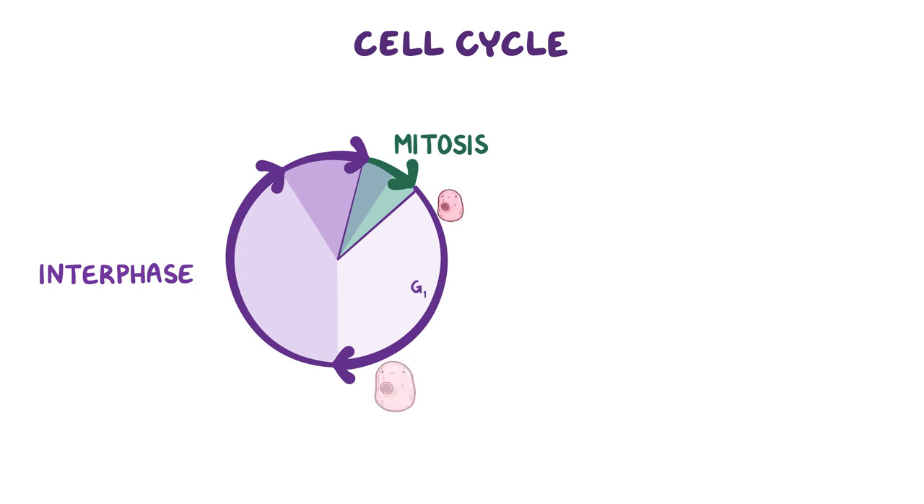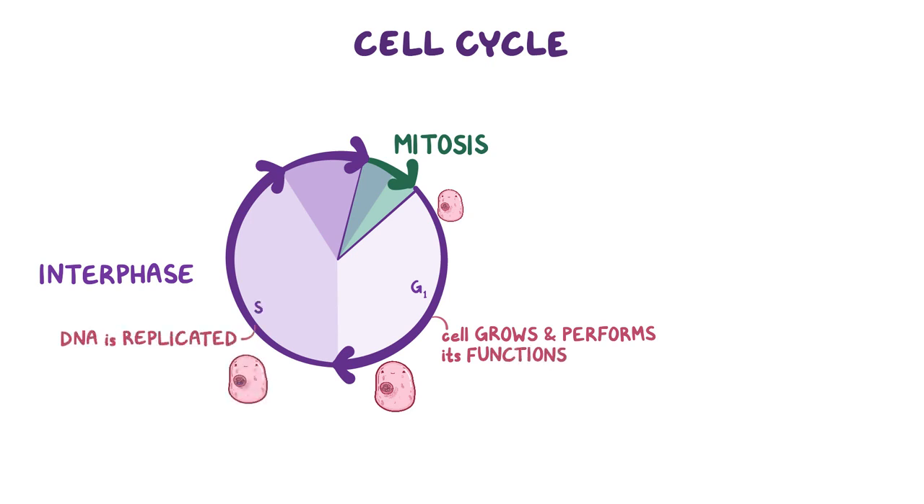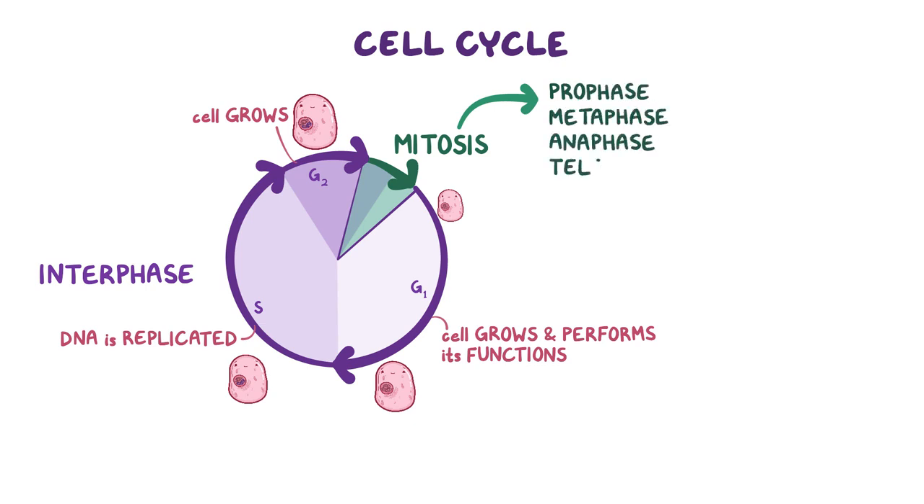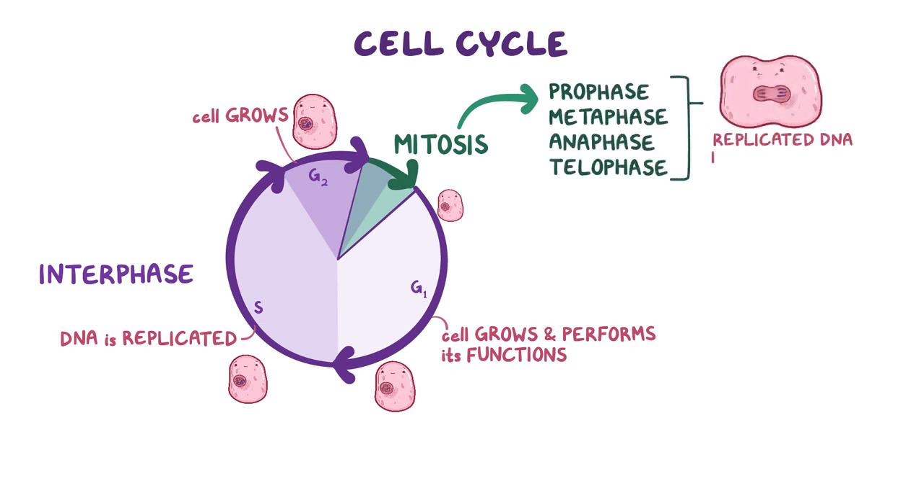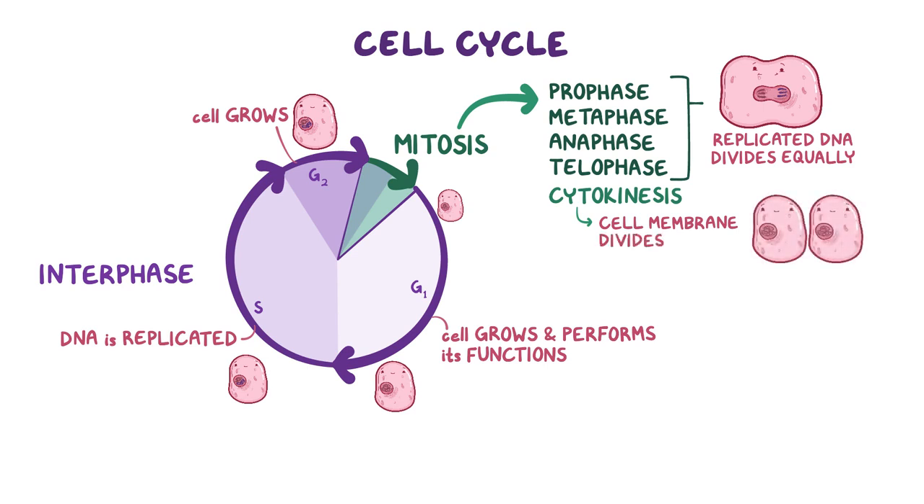Interphase comprises the G1 phase, during which the cell grows and performs its cell functions, the S phase, during which DNA is replicated, and the G2 phase, during which the cell grows again before entering mitosis. Mitosis can be broken down into prophase, metaphase, anaphase, and telophase, during which the replicated DNA divides equally for the two daughter cells, and ends with cytokinesis, which is when the cell membrane actually divides to form the two new cells. There's also a G0 phase, which is an extended G1 phase where the cell is resting and not actively preparing to divide.